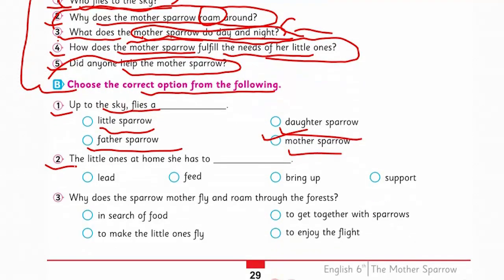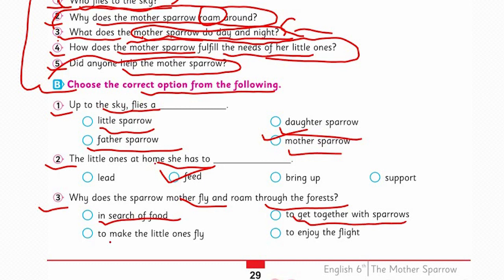The second one, the little ones at home she has to lead, feed, bring up, or support. Yes, feed. She has to feed them. The third one, why does the sparrow mother fly and roam through the forest? In search of food, to get together with sparrows, to make the little ones fly, to enjoy the flight. No, in search of food here for the little ones.